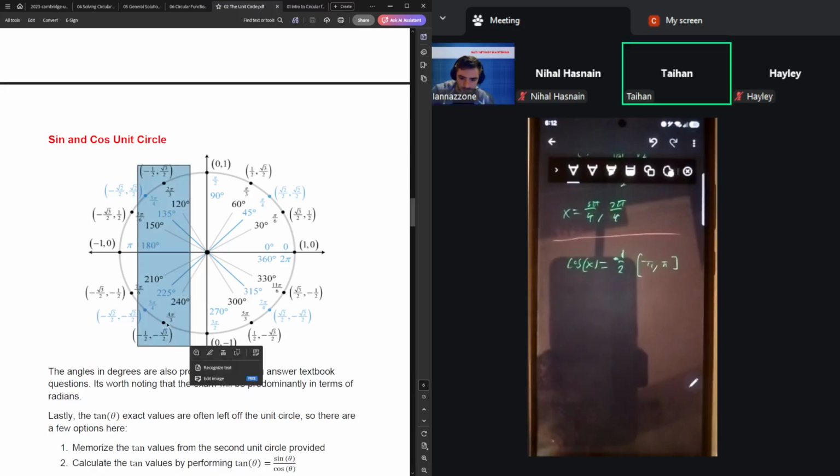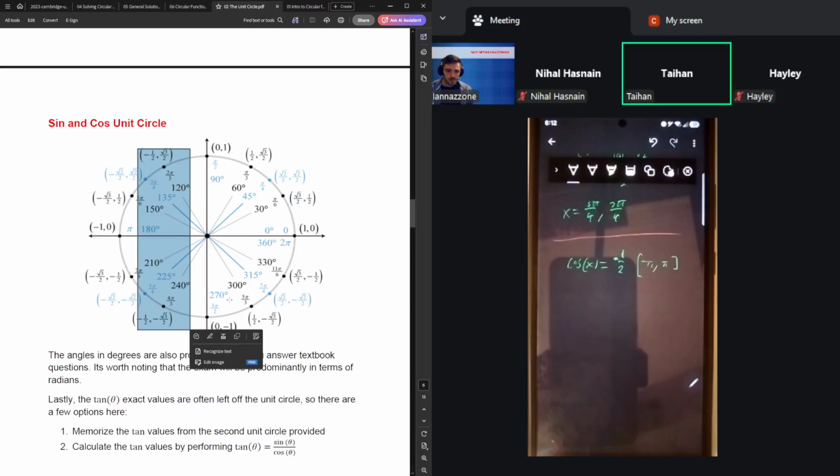Yeah, that's right. Your domain's from -pi to pi. So you would look at the bottom half. Yeah, so -pi to pi, bottom half. So would it be the bottom half that you're looking at? I'm not sure which one it was.